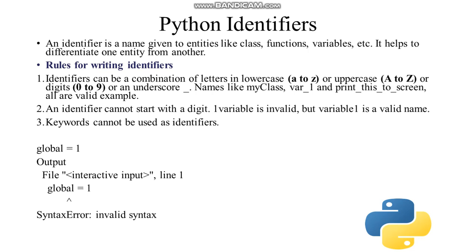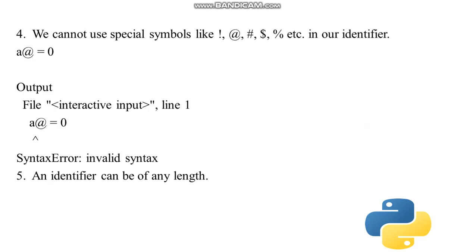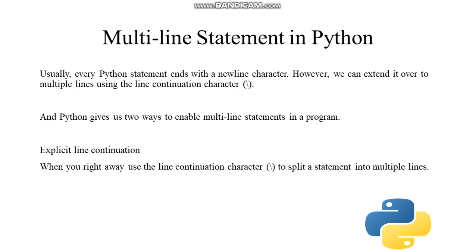Keywords cannot be used as an identifier. For example, global is a keyword. So if I'm writing global equals 1, it will give me a syntax error. We cannot use special symbols in our identifiers. Like a@ equals 0 is not allowed. It will give me a syntax error. An identifier can be of any length.